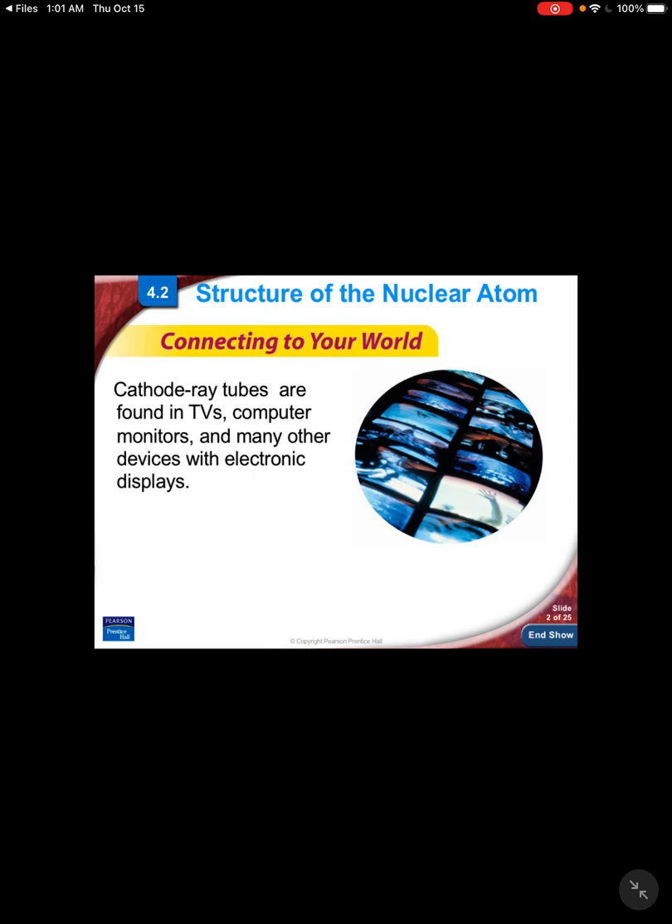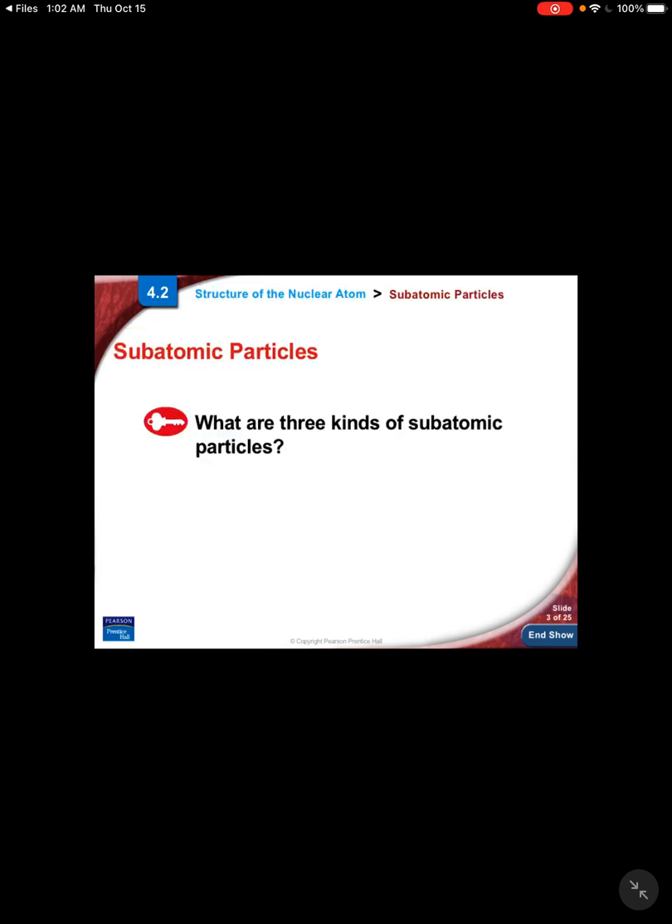Cathode ray tubes, and for the face-to-face students, I'll demonstrate one briefly in class, are the component and the basis for the old-fashioned cathode ray tube TVs and computer monitors, unlike today's modern flat screens. Those are the big ones. If you go to the classroom, you will see there's one up above the board.